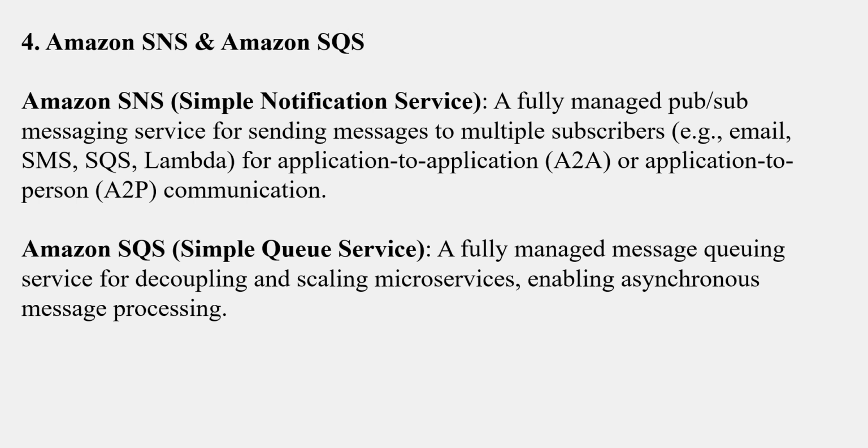SNS, Simple Notification Service, is a fully managed pub/sub messaging service for sending messages to multiple subscribers, like email, SMS, anything related to text or mail, for application to application, A2A, and application to person, A2P, communication. In simple terms, we can communicate through this. Amazon Simple Queue Service is a fully managed message queuing service for decoupling and scaling microservices, enabling message processing.